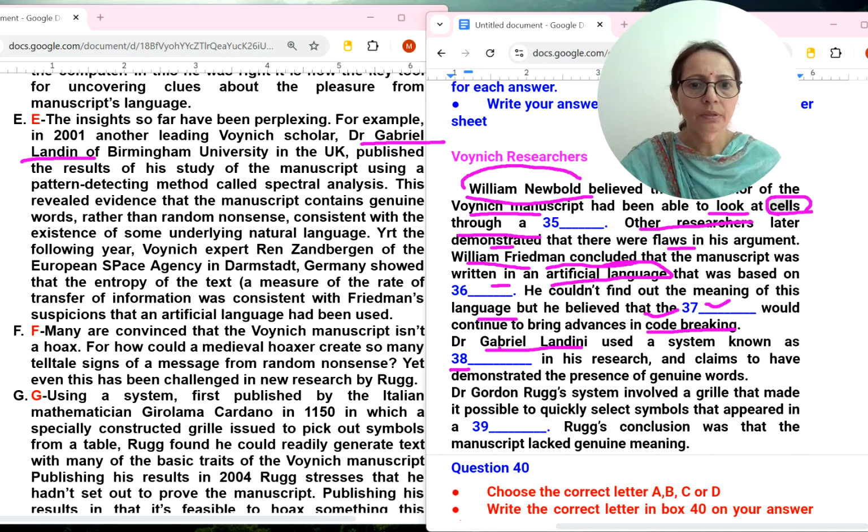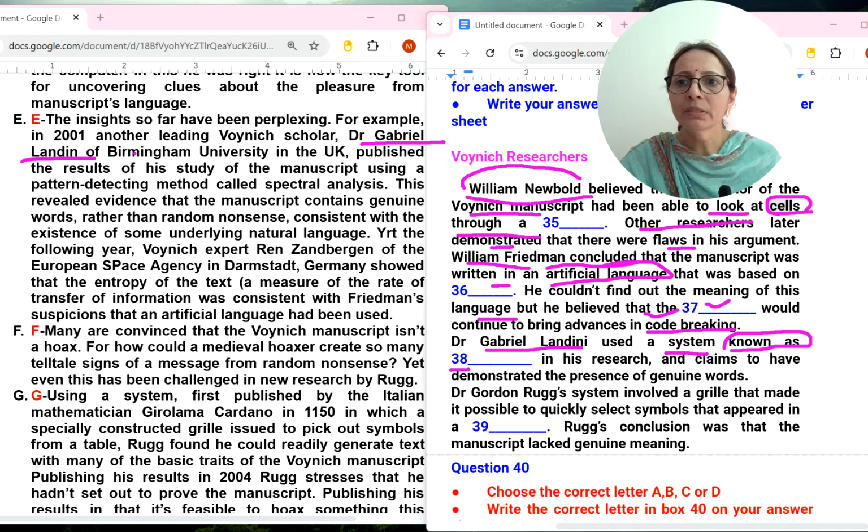So next, for 38, Gabriel Landrini is here. Let's read it. "Used a system known as." This kind of question is easy to find. Fill in the blanks. "Known as" means defined as, called as. Some system name will be there. So for a system, we can get another word.